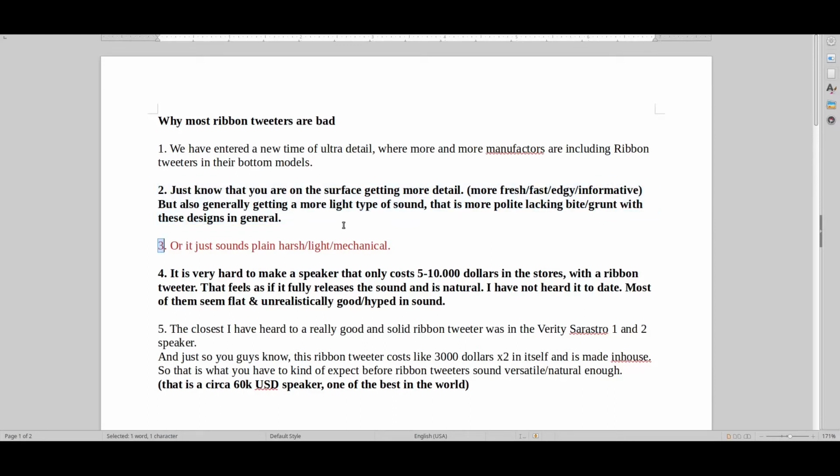You're getting this fresh, fast, edgy, informative type of sound that is just very light on its feet. And it's very appealing because you get this bigger sound stage, there's more separation and stuff like that. And sadly, some of these designs sound harsh and light and mechanical.